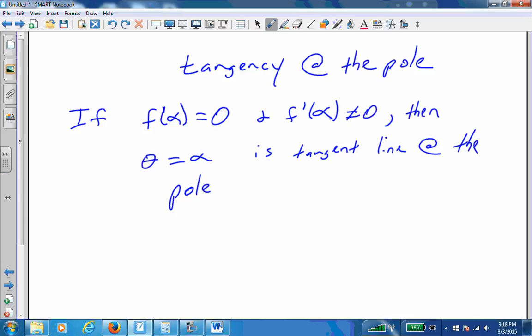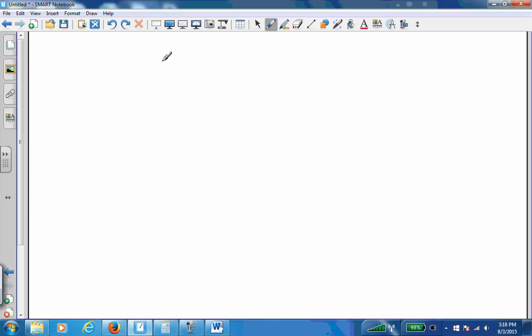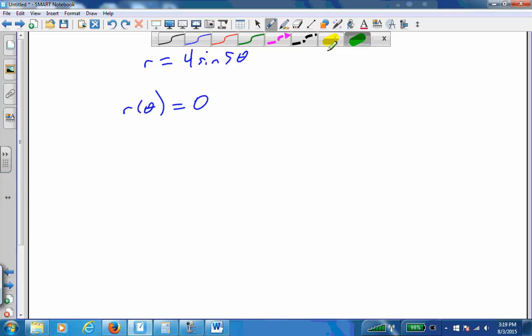So if we think back to our graph, r equals 4 sine 5 theta. Let's look at when that will be 0. For what angle will we plug in and that be 0? So in order for this to be 0, that would have to be 0, right?